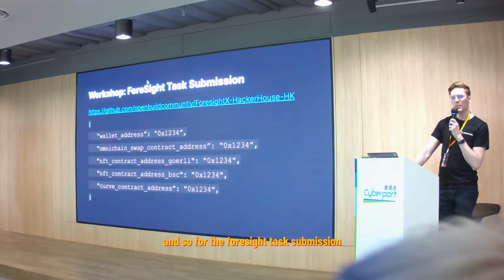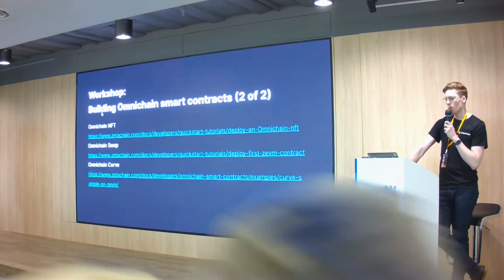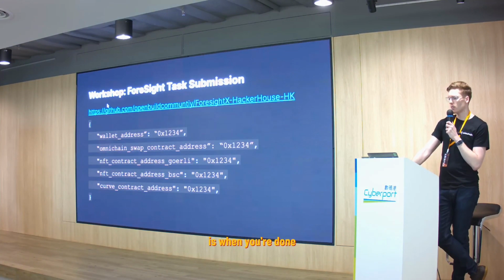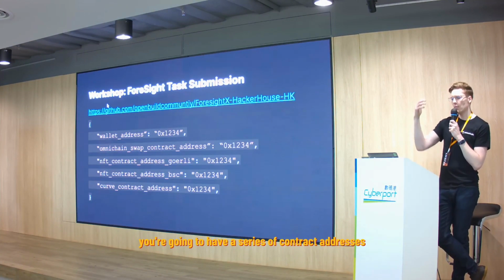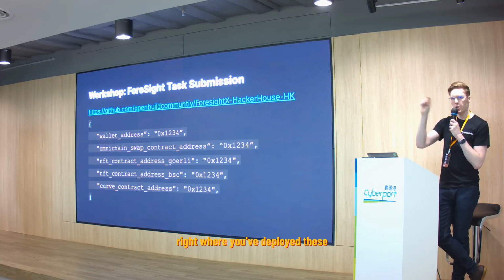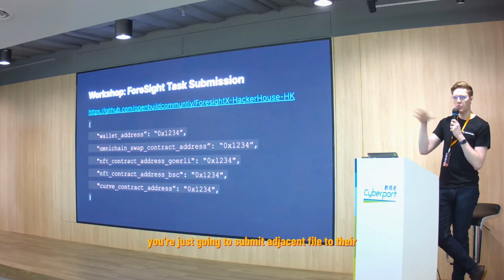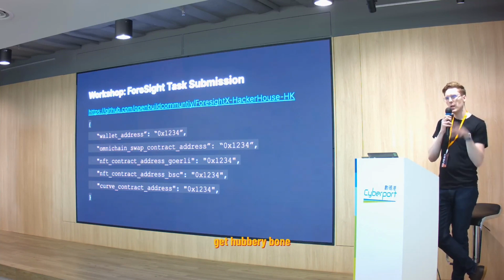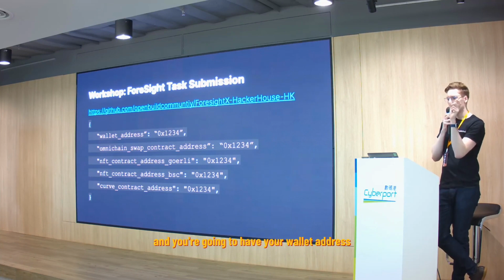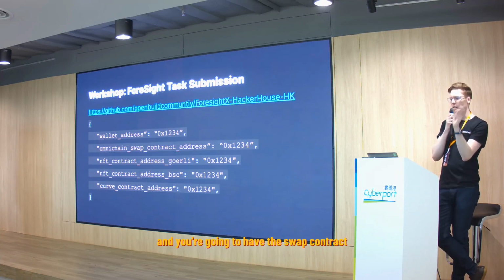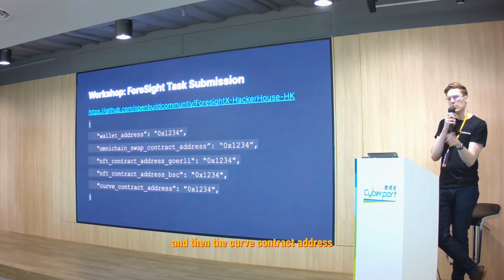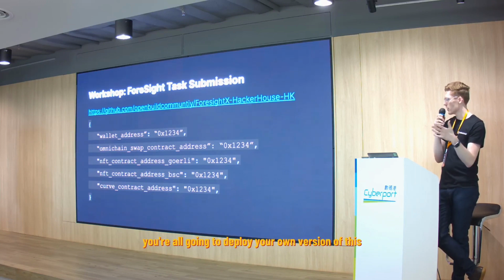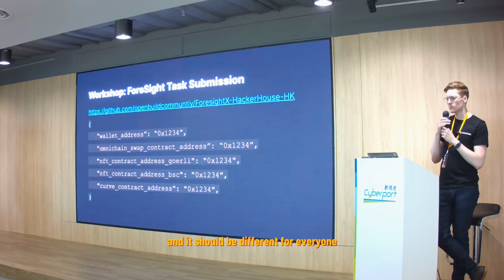For the Foresight task submission, what we're going to have you do is when you're done, you're going to have a series of contract addresses where you've deployed these. You're just going to submit a JSON file to their GitHub repo, and you're going to have your wallet address, the swap contract, the NFT contract for quarterly and BSC, and then the curve contract address. You're all going to deploy your own version of this, and it should be different for everyone.